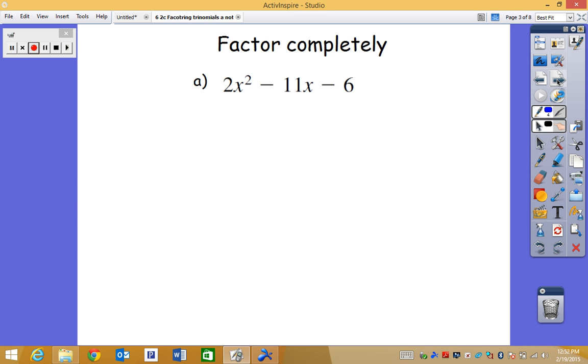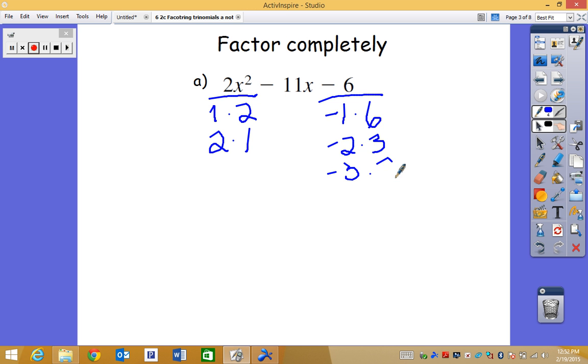Alright, so there is no greatest common factor. So the next step would be to make factors of a and factors of c. So factors of 2 include 1 and 2, 2 and 1. Factors of negative 6 are negative 1 and 6, negative 2 and 3, negative 3 and 2, negative 6 and 1. And then our goal is to find a pair of factors that add up to negative 11. And remember, factoring is the reverse of multiplication.